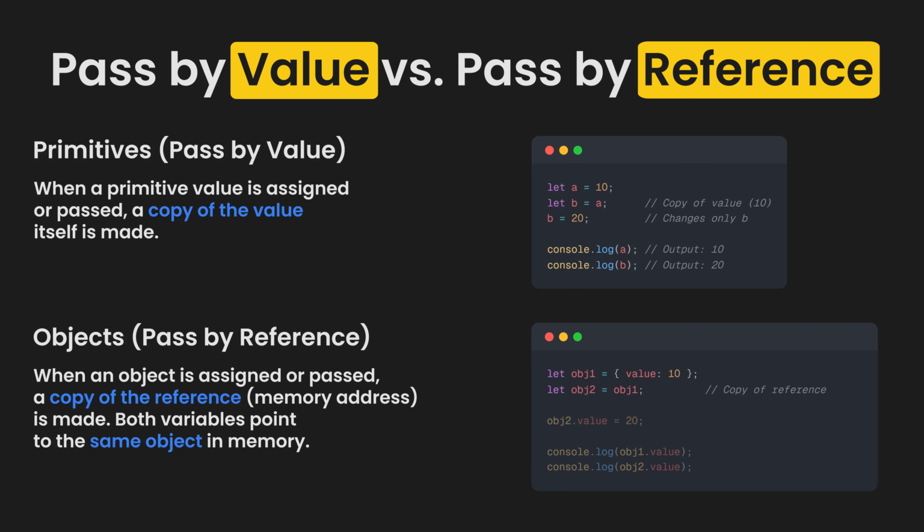Because both variables point to the same location, if we modify a property through obj2, you'll see obj1's value also reflects the change to 20. And naturally, obj2's value is also 20. This distinction is paramount when passing objects to functions, as changes made inside the function will affect the original object outside, which is not the case with primitive values.